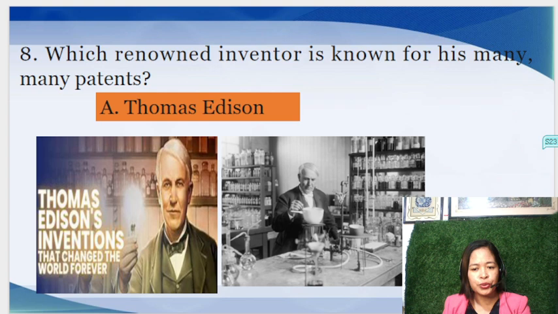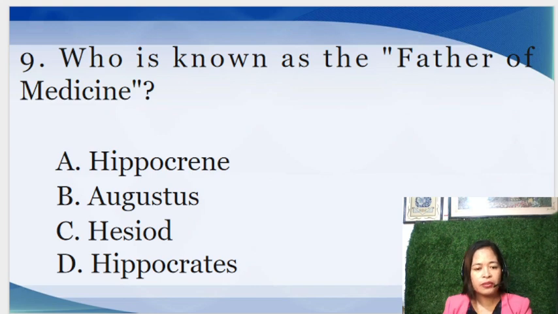Edison took out 1,093 patents in a variety of fields, including electric light and power technology, telegraphy, and sound recording. When we say patent, it is a legal document that gives the holder exclusive right to an invention for a period of time. Next, we go to question number 9.